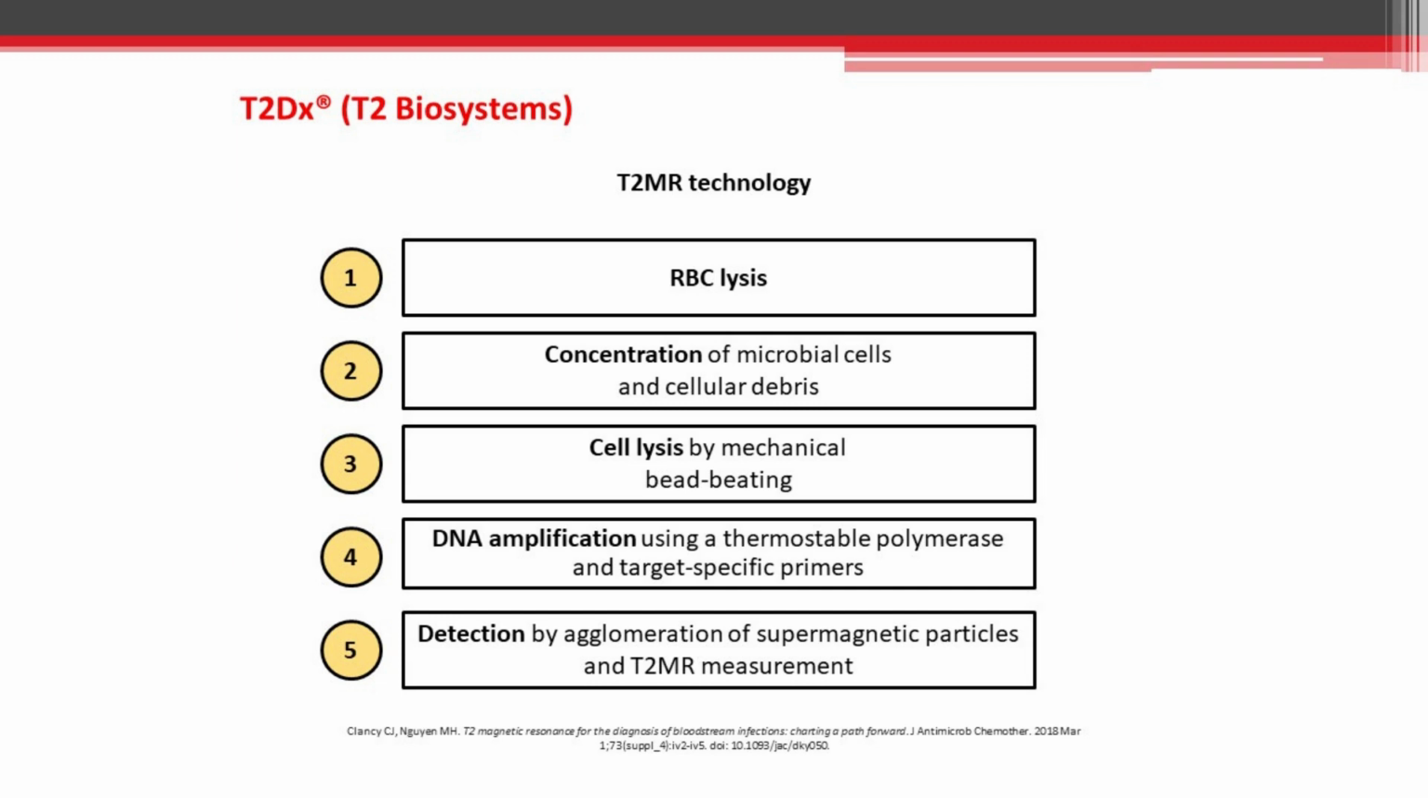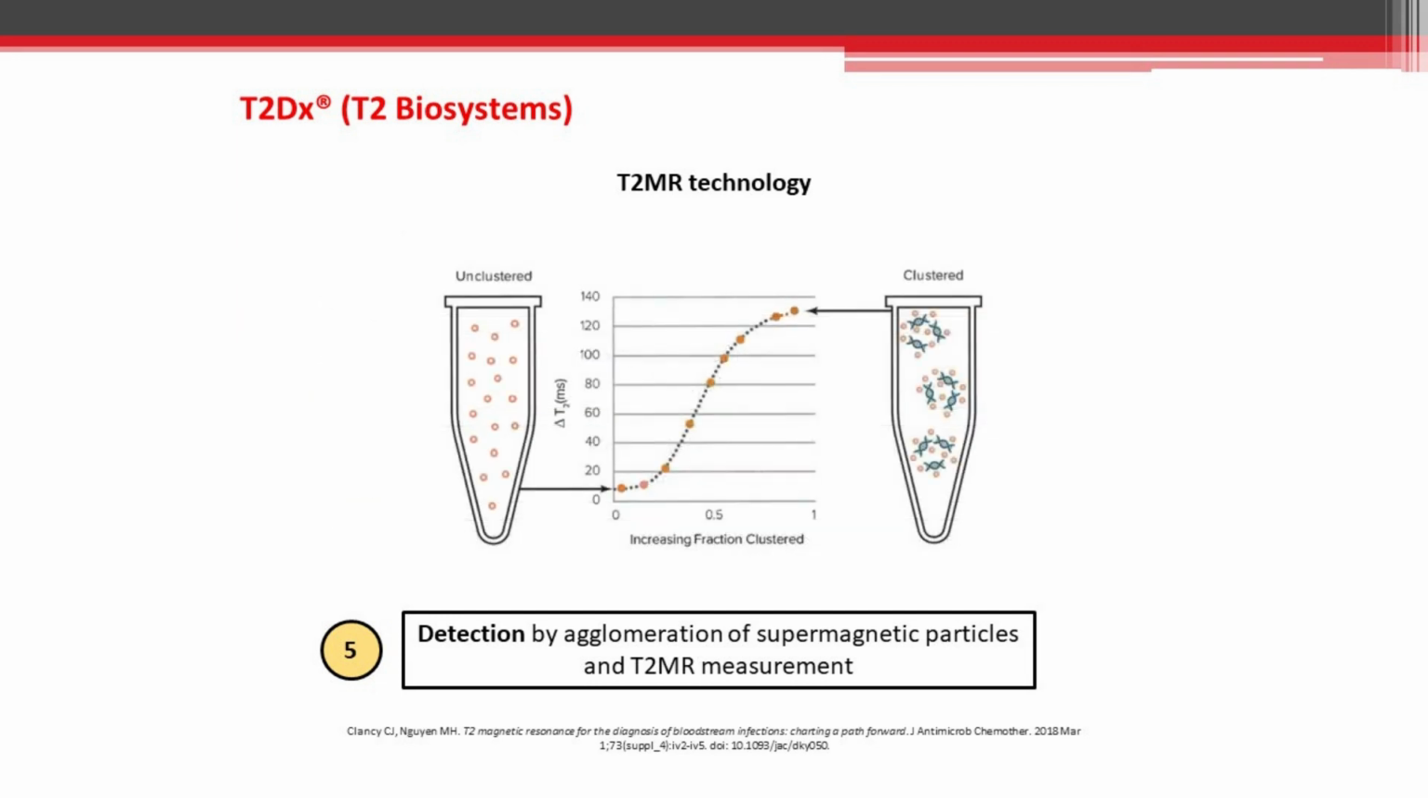The first one is red blood cell lysis, followed by the concentration of microbial cells and cellular debris, then cell lysis by mechanical bead beating, and DNA amplification that is done with a thermostable enzyme and target-specific primers. The final step is the detection of the amplified product by agglomeration of superparamagnetic particles and the T2 magnetic resonance measurements.